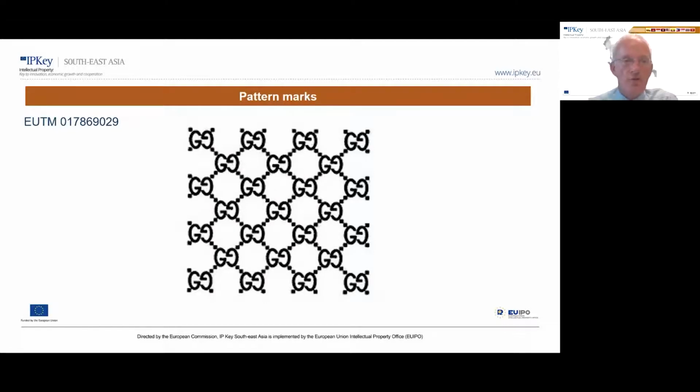From an absolute grounds point of view, also this is acceptable, given the fact that you could understand there as being a G or an inverted G, which is visible there, which is also joined up by a chain. It's something which is actually visually fairly stimulating and would actually be seen as a badge of origin. So therefore, this was also accepted.